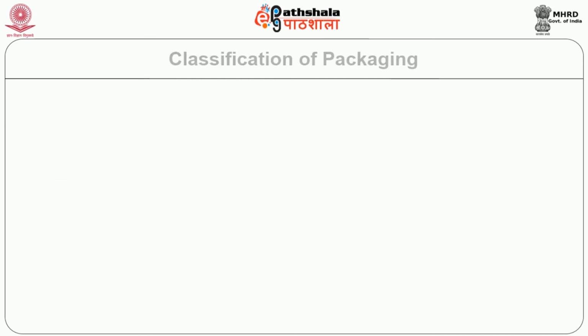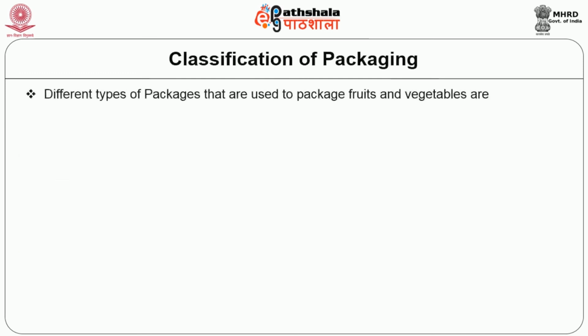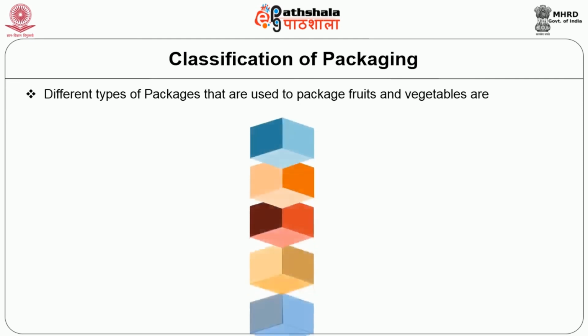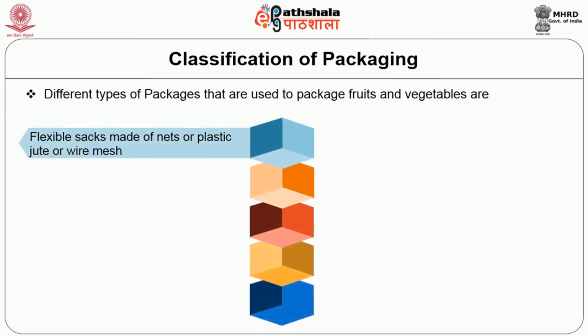Let us discuss about the classification of packaging. Different types of packages that are used to package fruits and vegetables are: number 1, the flexible sacks, which are made up of nets or plastic, jute, or even wire mesh.